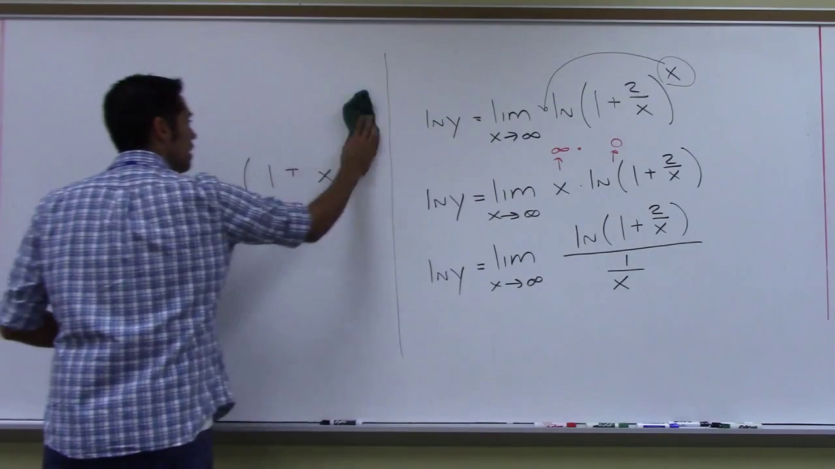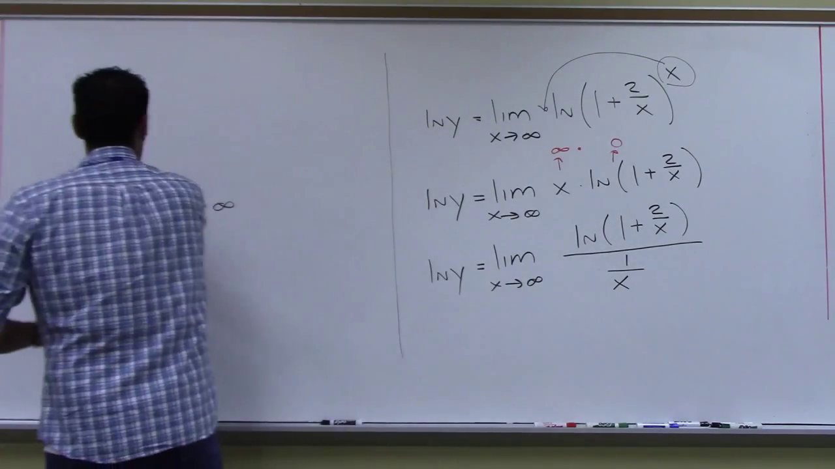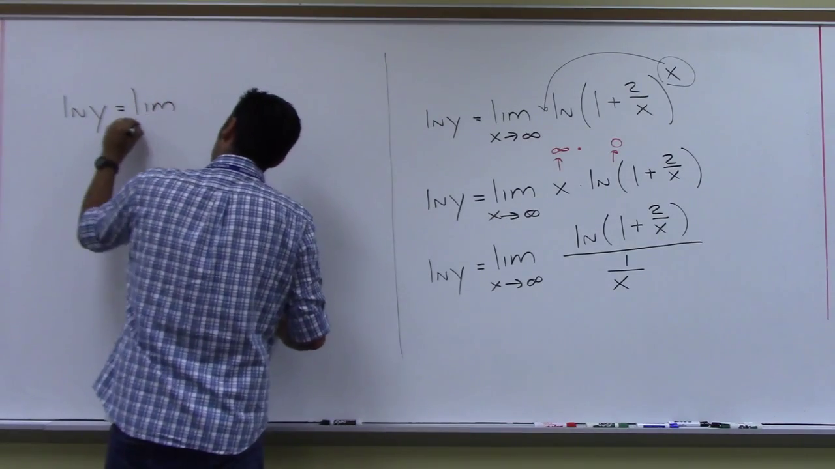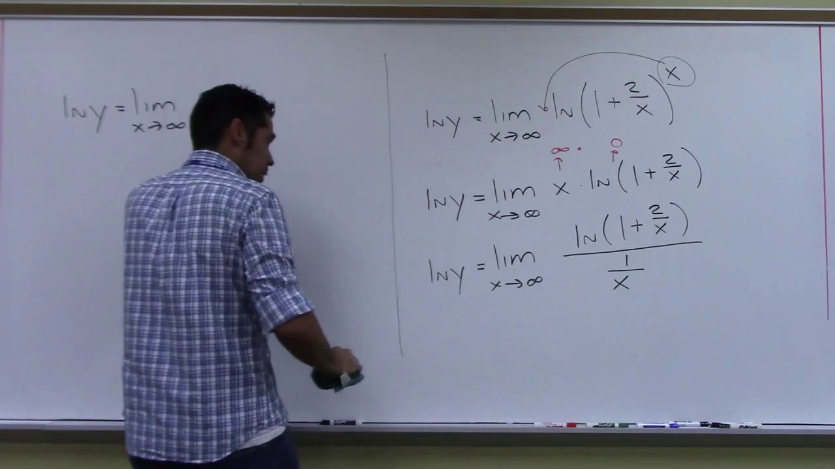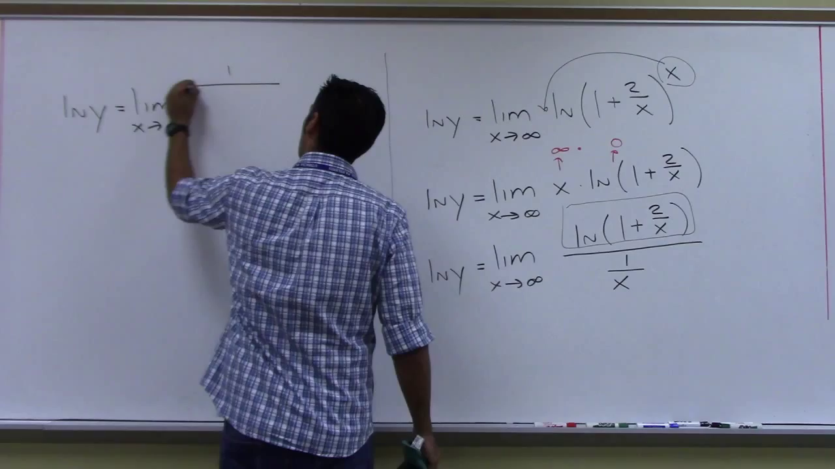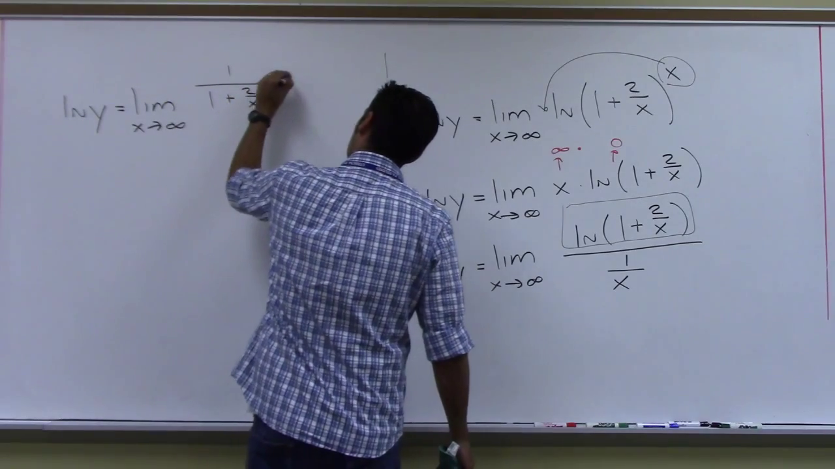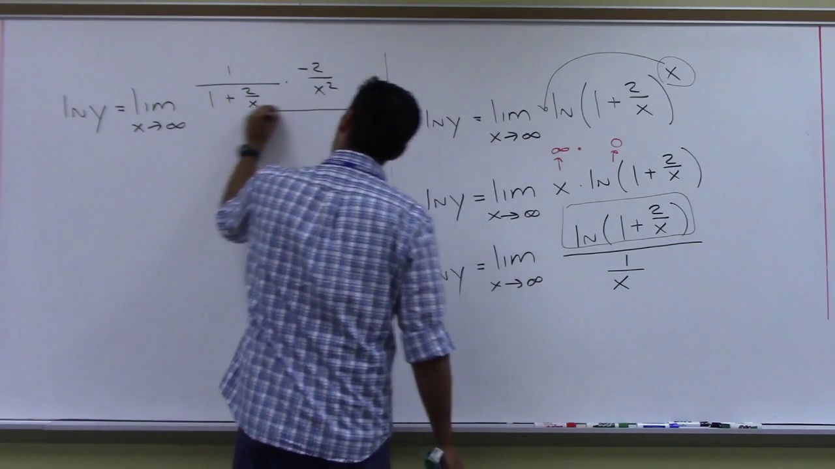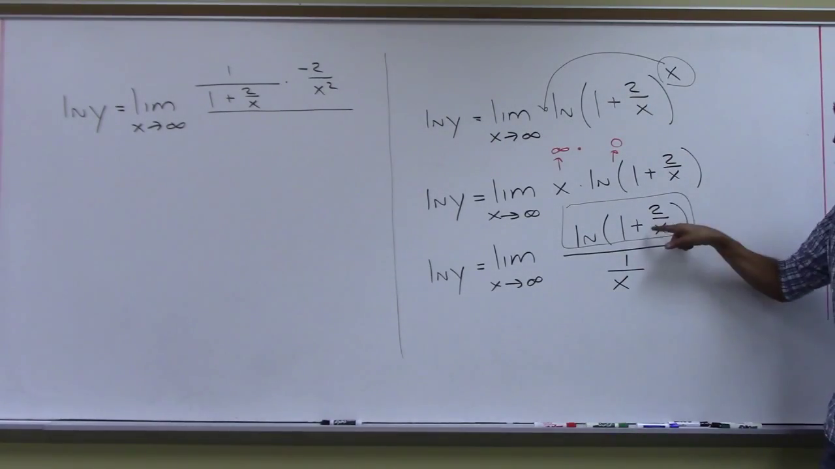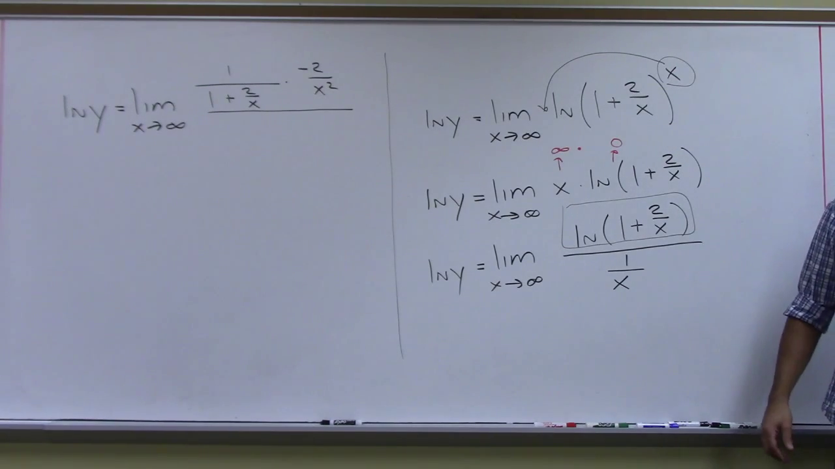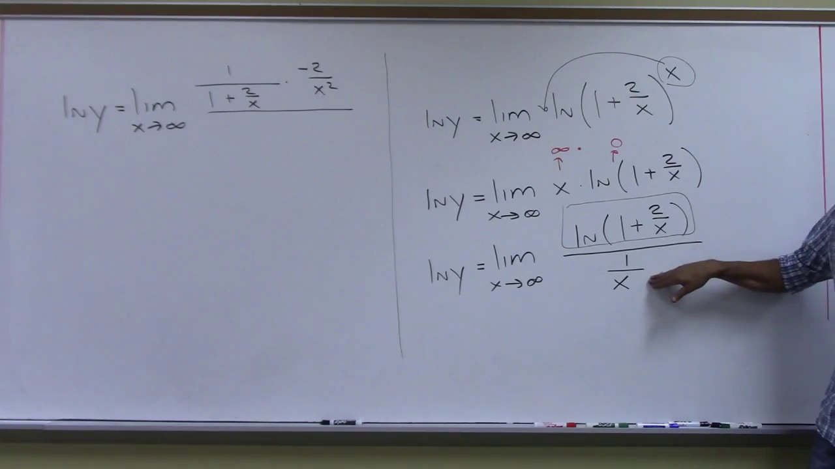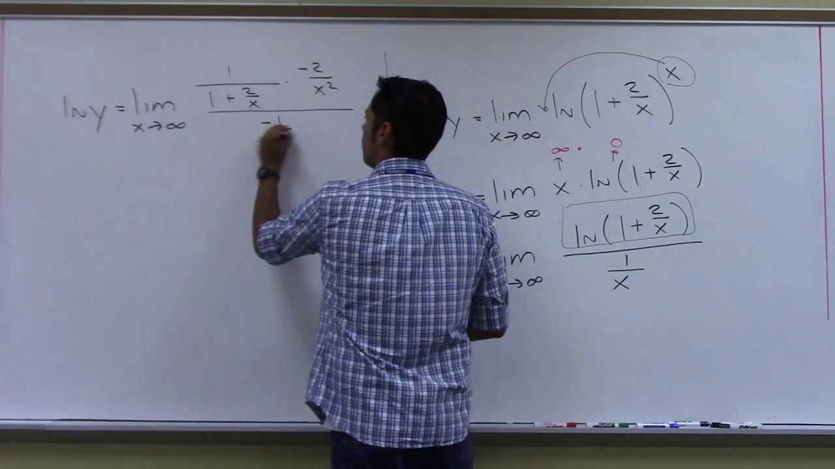So with L'Hopital, I'm just going to work with this piece right here. The left side is still natural log y. Limit x goes to infinity. And what is the derivative of this up here? Well, I'll do it for you. 1 over 1 plus 2 over x times negative 2 over x squared. So you have to do chain rule. Derivative of natural log of something is 1 over it. Derivative of the inside of that is negative 2 over x squared. I'll let you do that yourself because that's Cal 1 stuff. Okay, derivative of the bottom, negative 1 over x squared.